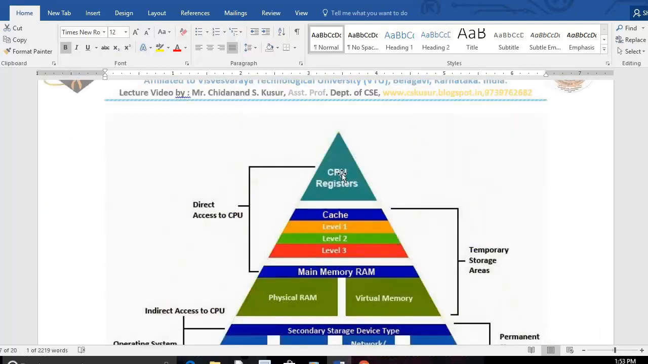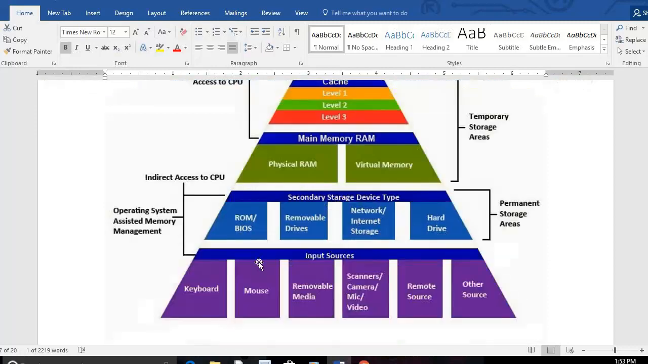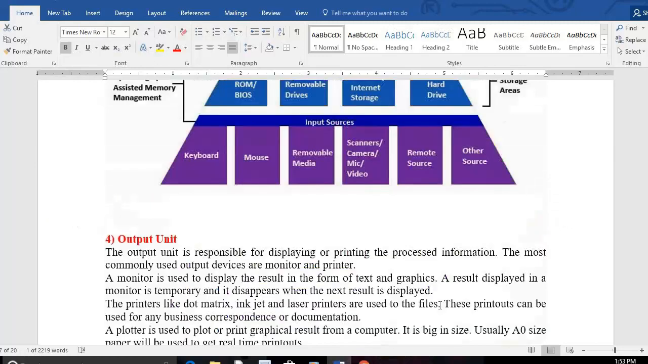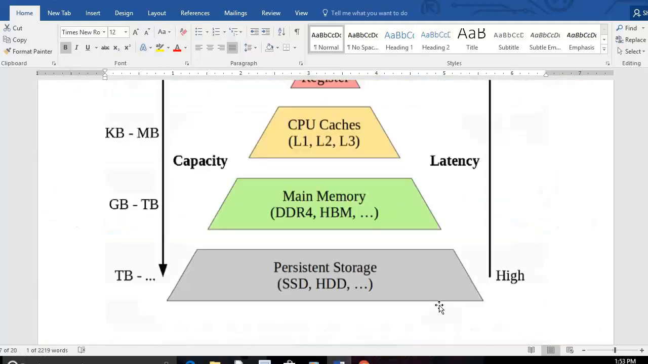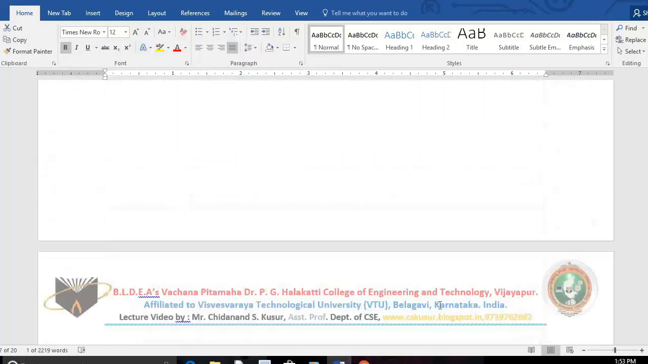You can see the other diagram. CPU registers are accessed by the CPU, then cache L1, L2, L3, then main memory, then secondary memory. The keyboard and mouse also have memory. This is the memory hierarchy. You can draw this block diagram in the examination if you have the time.